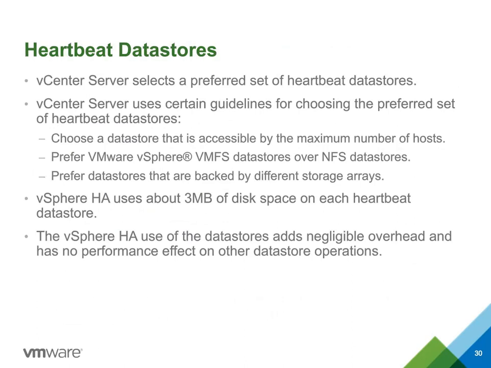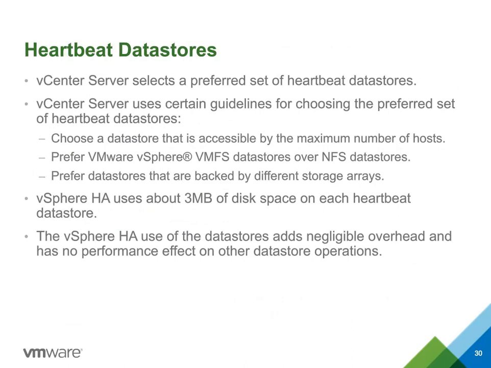But in some customer environments, you may have some hosts that can see a data store and others that can't. By picking the data stores that are visible by the most hosts, we're striving to make the data store heartbeat mechanism as resilient as possible by making it visible by as many hosts as possible. The automatic selection of data stores prefers VMFS data stores over NFS data stores. Again, an NFS data store is a form of IP storage, and since it's IP storage, it could be using the same network the heartbeat network is using.